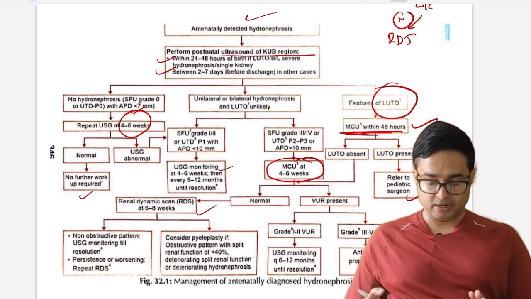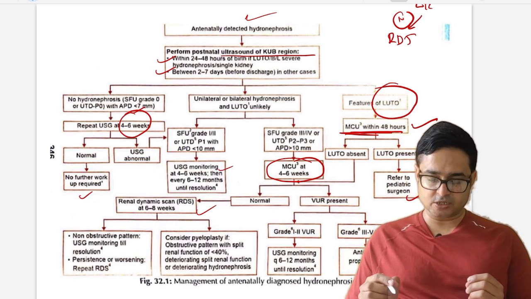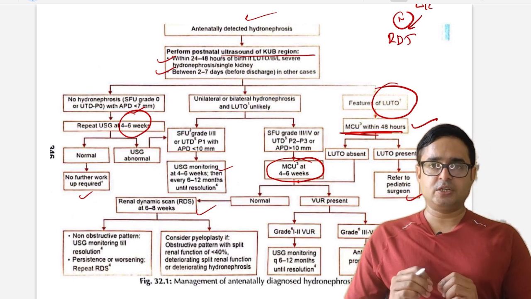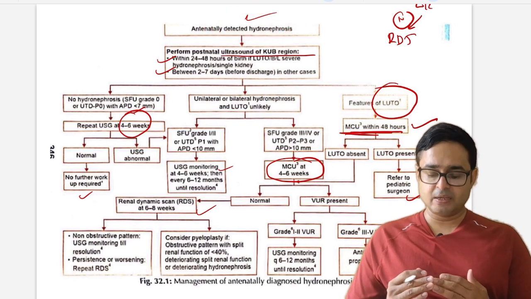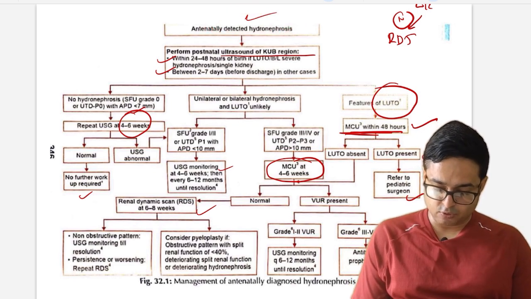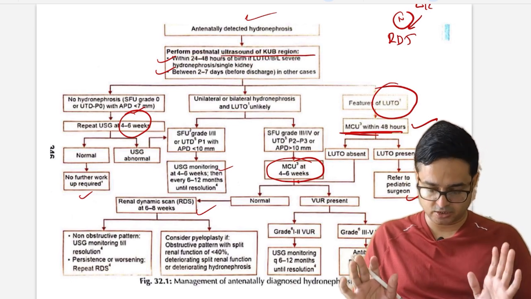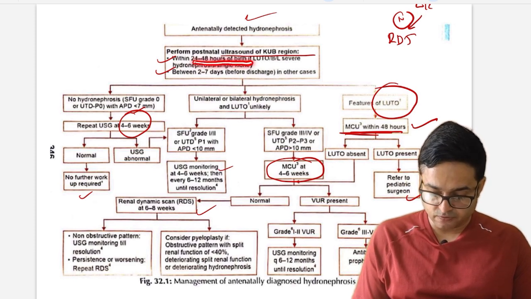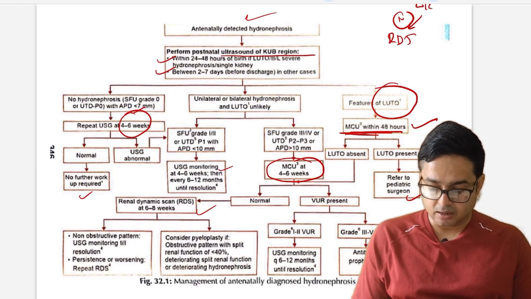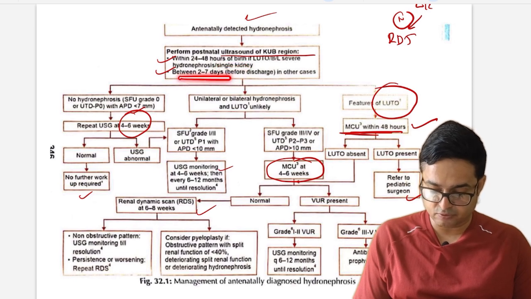Hydronephrosis. This is important. This chart is actually having 3 to 4 questions in it. Okay, so I'll go slow in this. Just pay your attention. You did antenatal USG, and you found antenatal hydronephrosis. Good. Okay, your baby is born. So after baby is born, perform postnatal USG of KUB. You send the neonate to USG. Within 24 to 48 hours of birth, if LUTO means obstruction is there or bilateral severe hydronephrosis or single kidney, and 2 to 7 days before discharge in other cases.